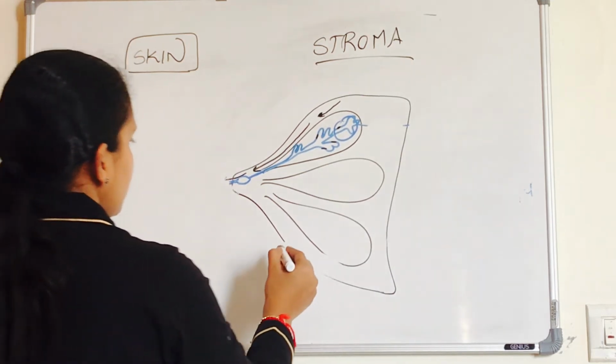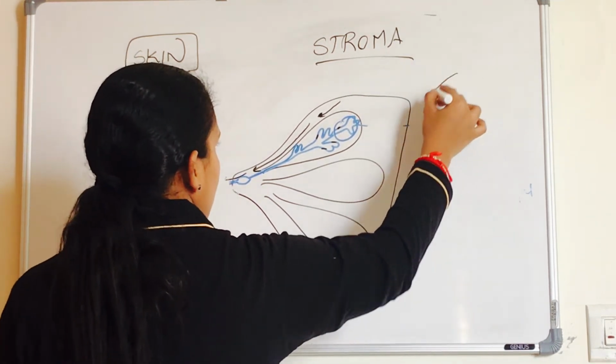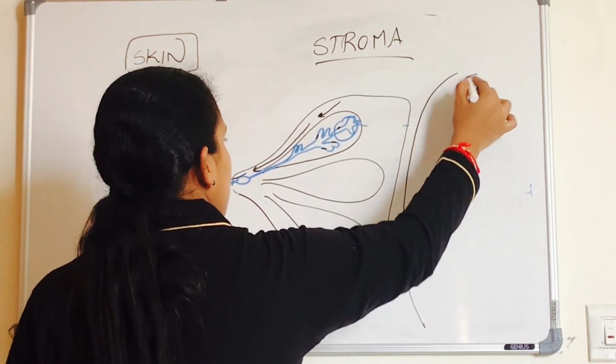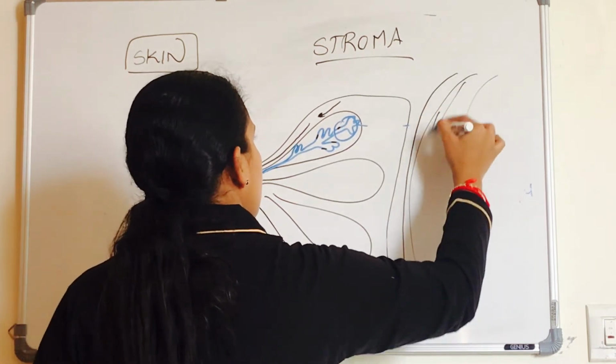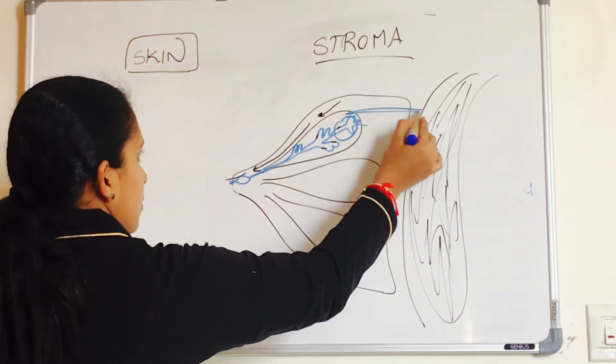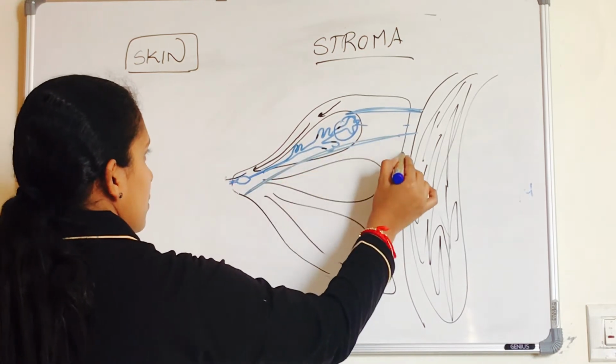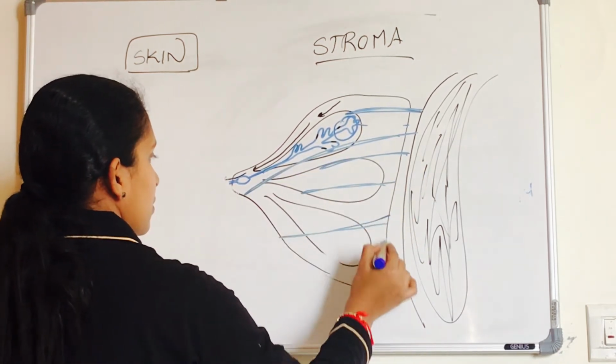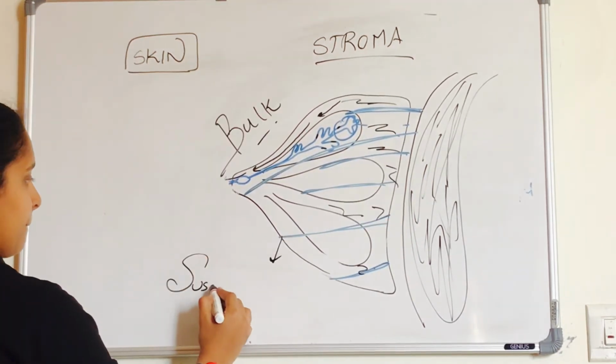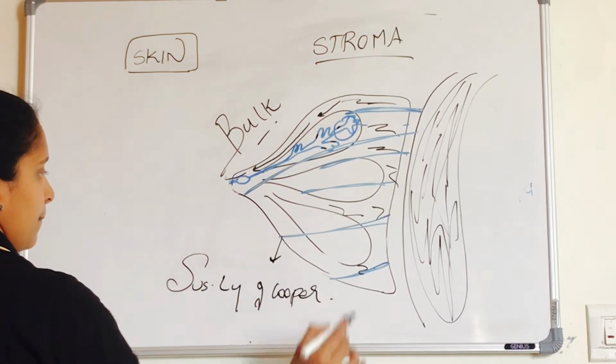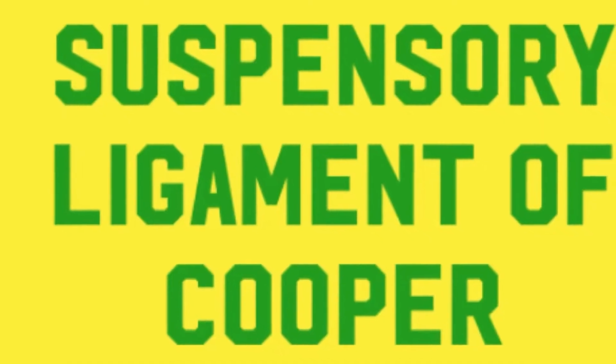And moving on to stroma. There is nothing much to talk about under stroma. It has a fibrous and a fatty part. The fibrous stroma forms septa, which anchor the skin and the gland to the pectoral fascia, which is called suspensory ligament of Cooper.